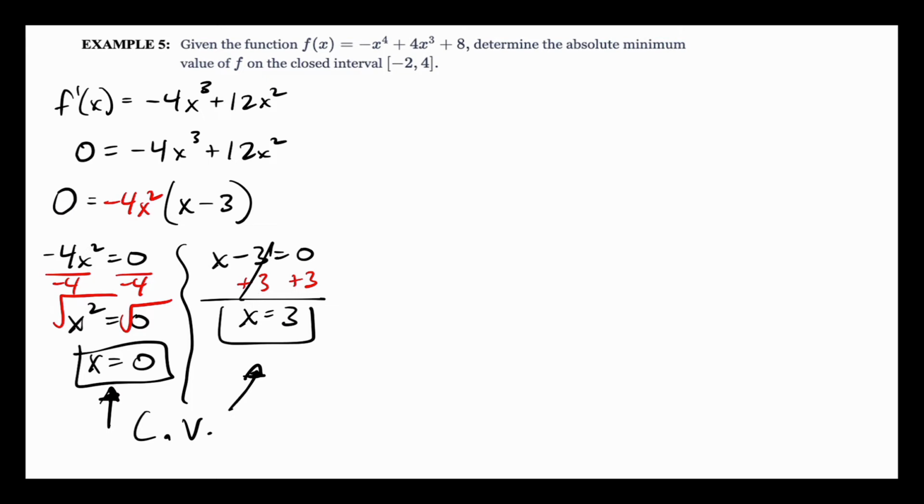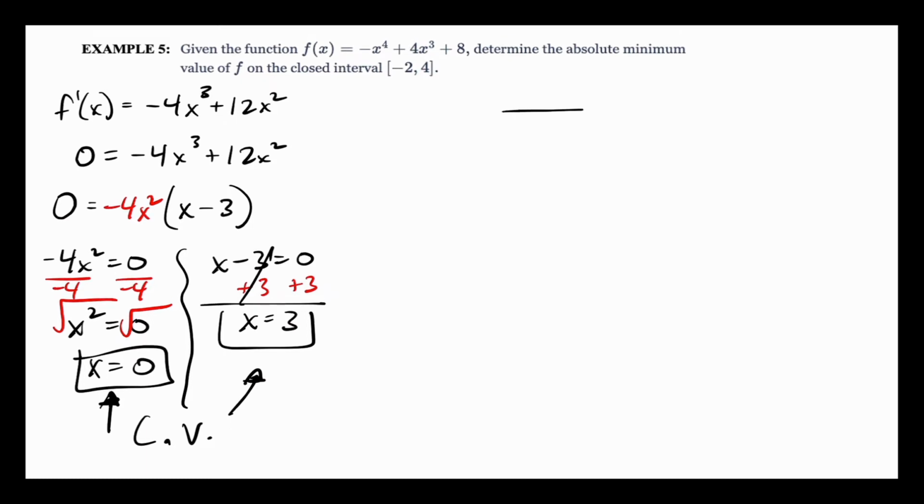Make sure they're both inside the interval, because sometimes you'll get a critical value and it's not within the interval. 0 and 3 are within the interval, so it's not a big deal. But sometimes you'll get a critical value outside the interval, and if you check it anyway and get that one as a maximum or minimum, it might throw you off. So make sure it has to be within the interval. Luckily, these two are. If one of them is not within the interval, don't test it. Don't put it in your table. Okay.